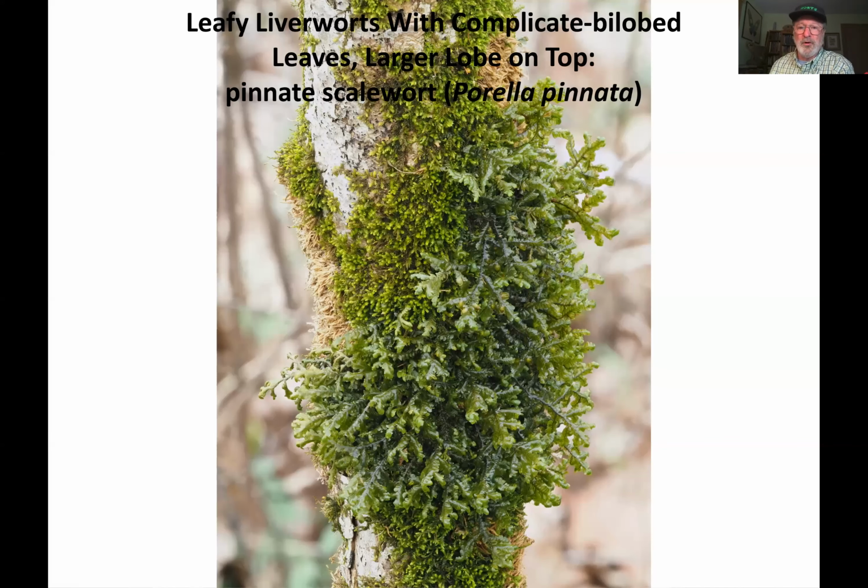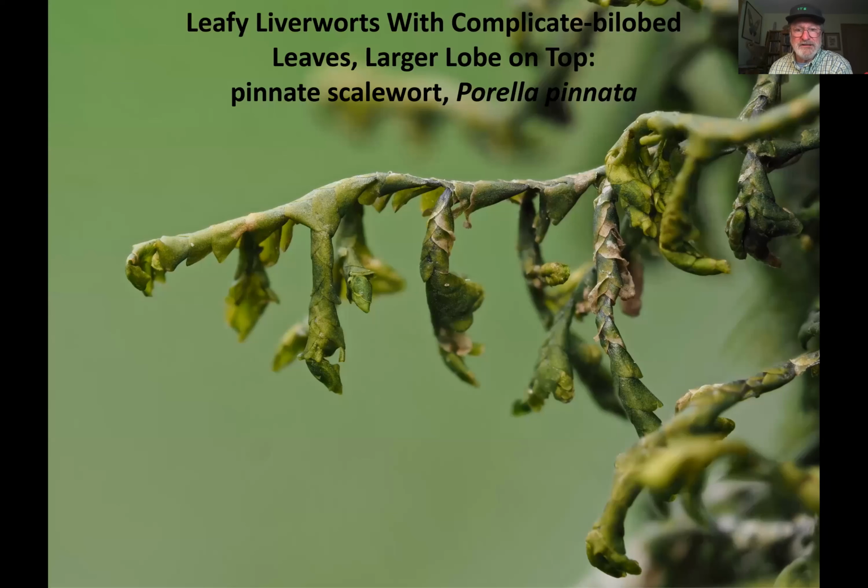There's a different species of Porella. It's kind of an aquatic one. This is on a tree in a swamp. It's called pinnate scalewort, Porella pinnata. It's more widely branched. Here's a picture of it.